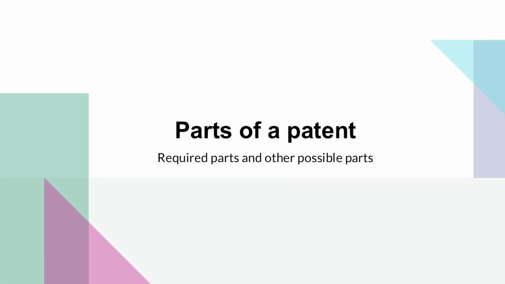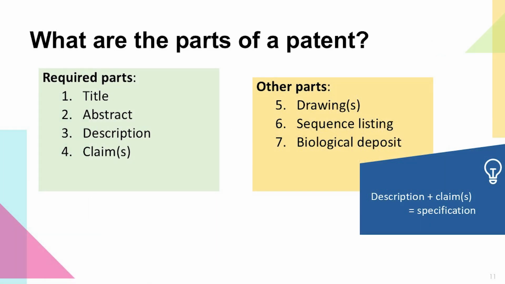So now let's get into what the different parts are that form a patent. So what must a patent fundamentally have? All patents anywhere in the world are written the same way. All of them must comprise a title, an abstract, a description, and one or more claims. These two sections, the claim and the description, are also referred to as the specification of the patent.